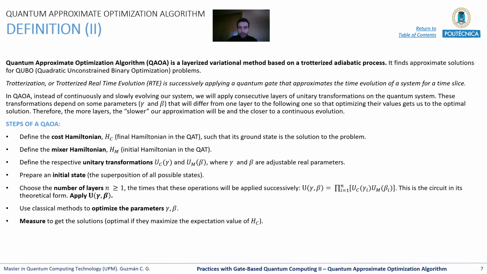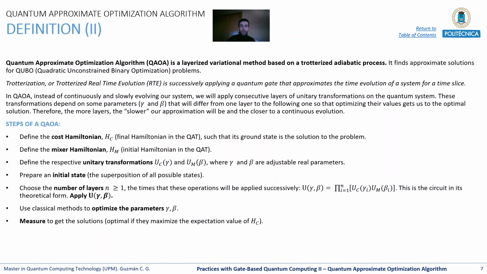How are we going to implement this? We implement this as a layerized variational method based on a trotterized adiabatic process. What does this mean? We are finding approximate solutions. When we are talking about trotterization, we are talking about successively applying a quantum gate that approximates the time evolution of a system for a time slice. So we are dividing this 0 to t evolution in time slices, and in each of those time slices, we're repeatedly applying one quantum gate or one set of quantum gates.